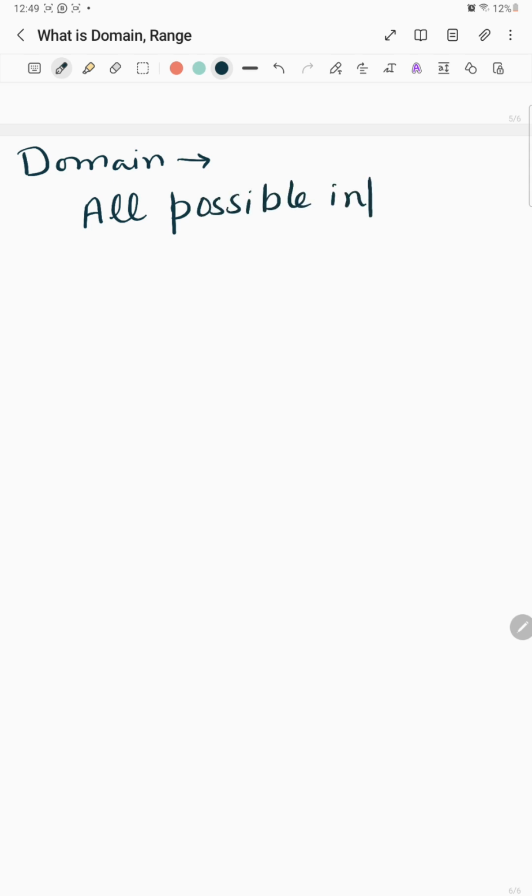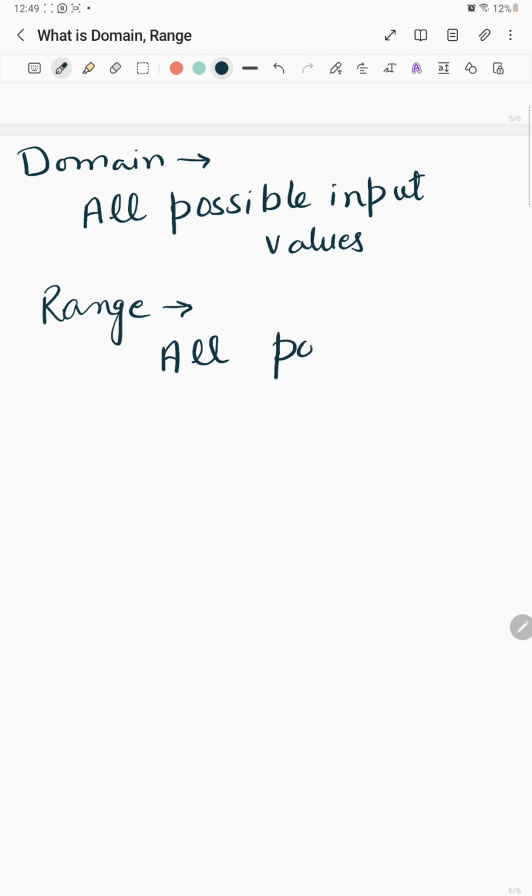So what is domain? All possible input values. What is range? All possible output values.